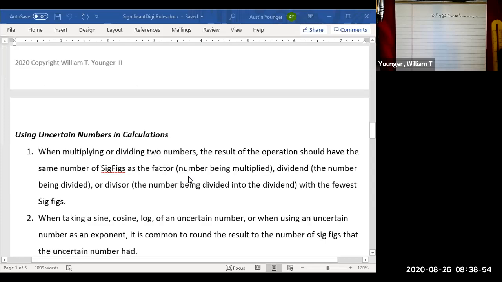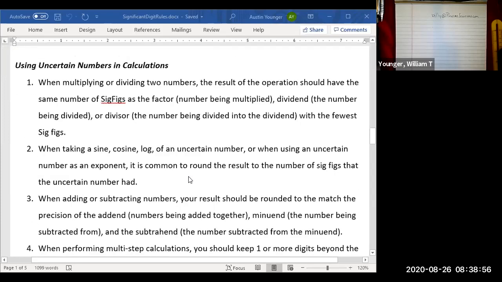Now, using uncertain numbers in calculations, we mentioned this before. Basically, whenever you have a number, that number is going to have the last digit being slightly uncertain. When you multiply two numbers that have an uncertainty, then you've got to figure out where that uncertainty lies in the end. And the rules that we came up with are that when you multiply or divide two numbers, the result of the operation should have the same number of SigFigs as the factor, the number being multiplied, the dividend, the number being divided, or divisor, the number being divided into the dividend, with the fewest SigFigs.